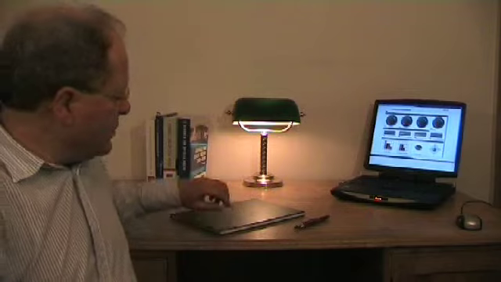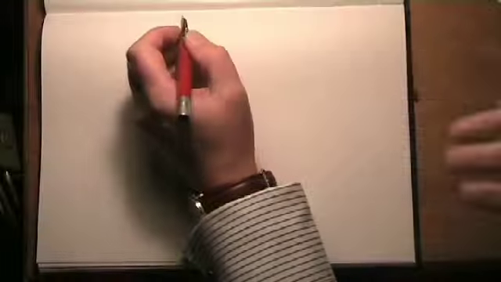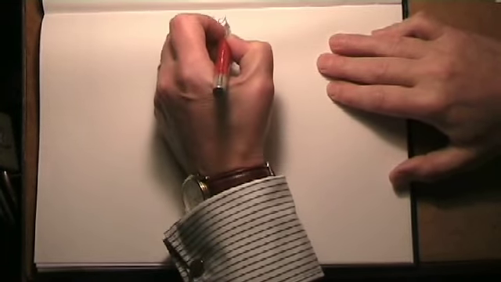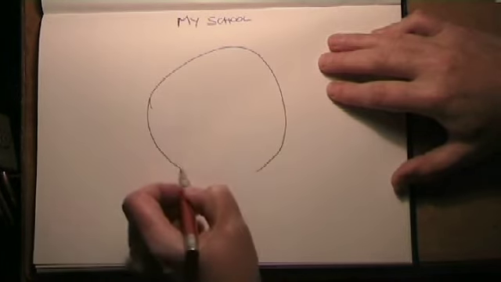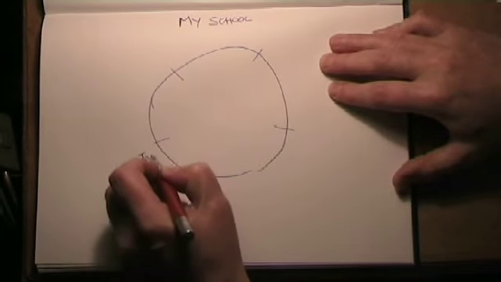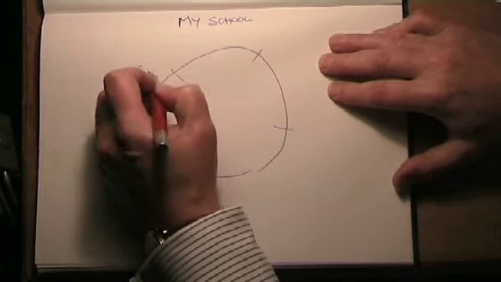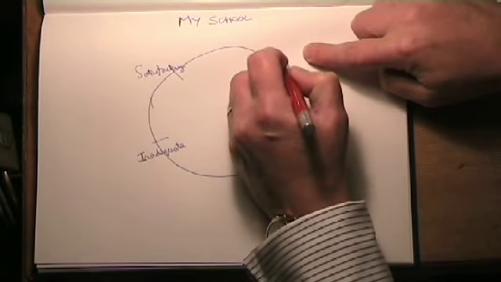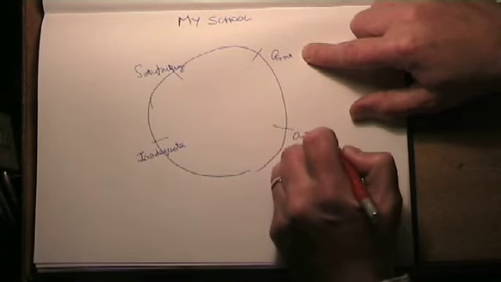I'll just do a quick sketch of the general principles of the system for you. Okay, say you'd like a report on the progress of your whole school. Let's represent this by a gauge. Bottom left is inadequate. Top left is satisfactory. Top right, good. And bottom right, outstanding.